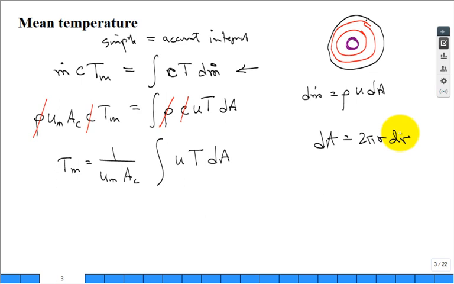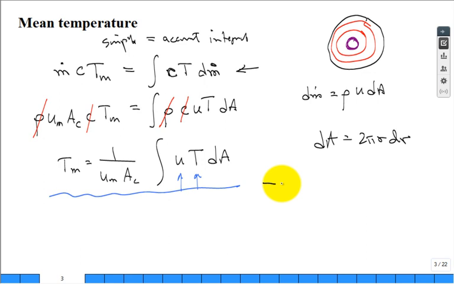There you go. That's how you calculate the mean temperature. I need to know the velocity profile as well as the temperature profile. But don't let this complex equation make it harder in concept than what you might think.